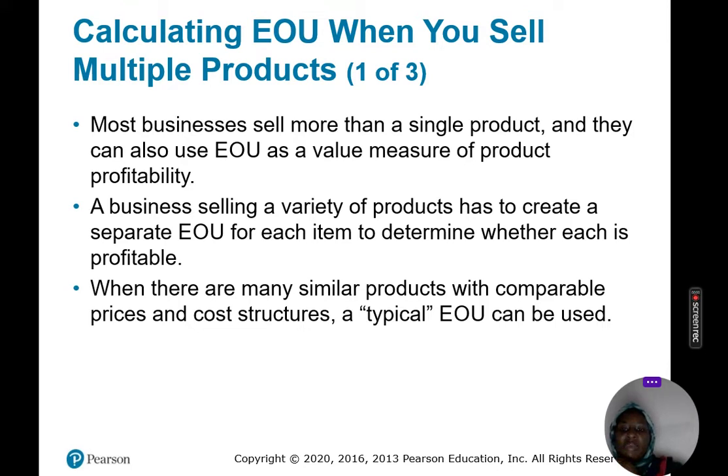But let's say you're selling a variety of products that have different EOU. You have to separate the EOU for each item to determine whether each is profitable or not. Then there could also be similar products with comparable prices and cost structures. That means there are many similar products with comparable prices and comparable cost structure. The EOU can also be used.